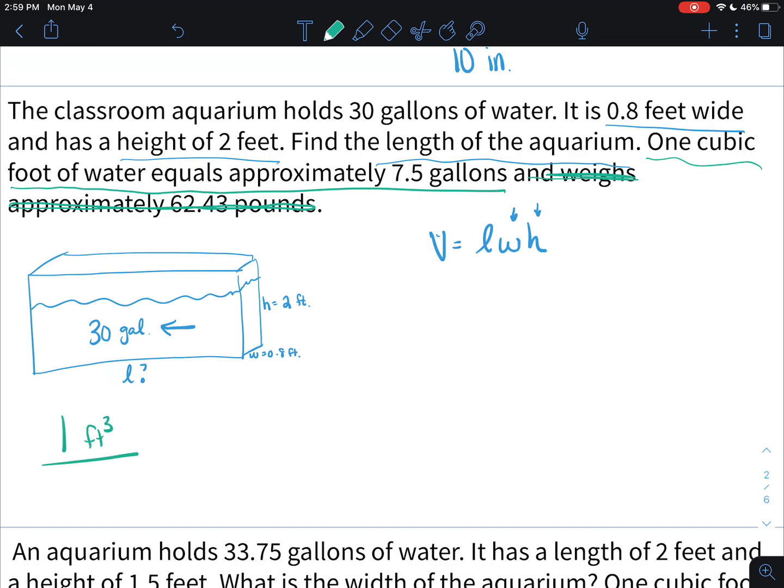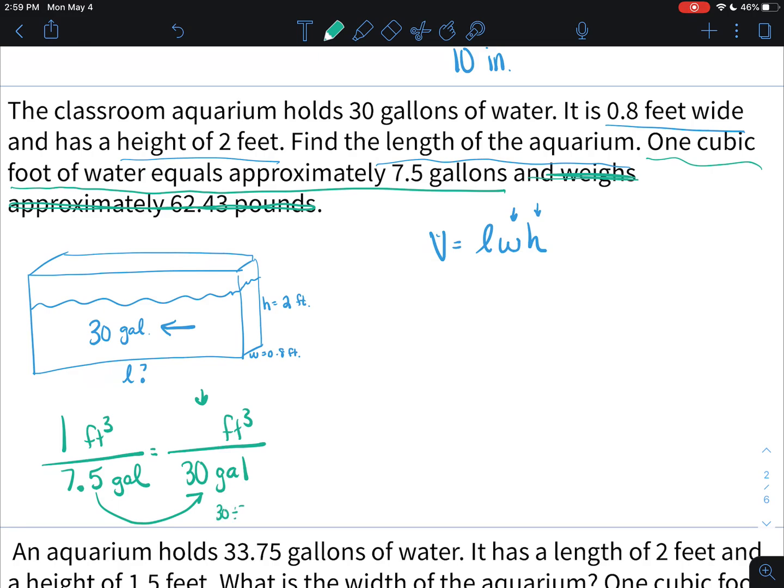So we know that 1 cubic foot is equivalent to 7.5 gallons. So we're actually going to do conversions. So if you remember, I kind of set them up like equivalent ratios. So I need to figure out if we have 30 gallons, I need to figure out how many cubic feet. I don't know that yet. I need to know how many cubic feet is equal to 30 gallons. So I'm going to do my equivalent ratios. How do I get from 7.5 to 30? I'm going to multiply by something.